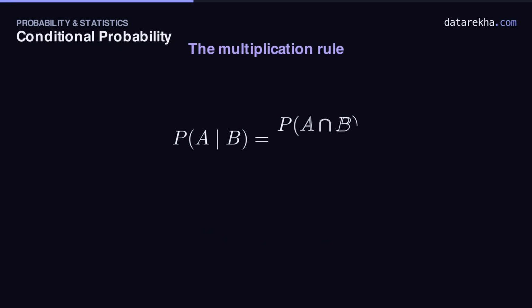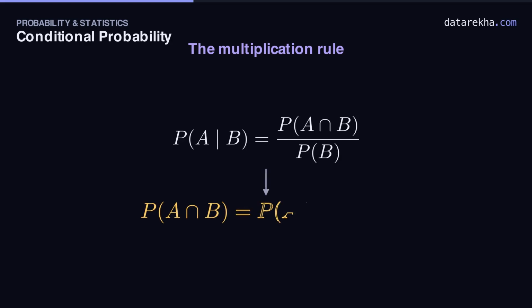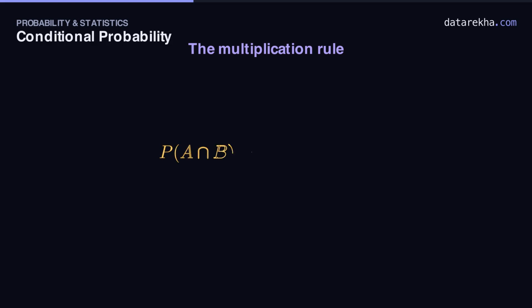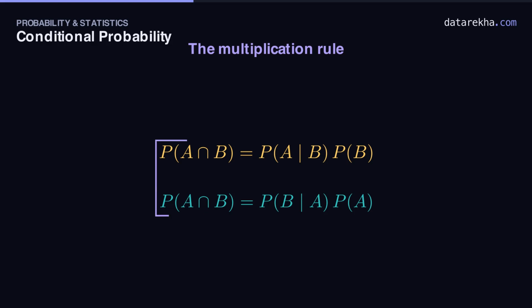The definition has a hidden gift. Take it and multiply both sides by P of B. The denominator cancels, and out drops one of the most useful identities in probability. This is the multiplication rule. To get the chance that A and B both happen, take the chance of B and multiply by the chance of A once B is known. And since A and B are interchangeable, you can start from either event. Both expressions describe the very same joint probability, two honest routes to the same corner of the picture.